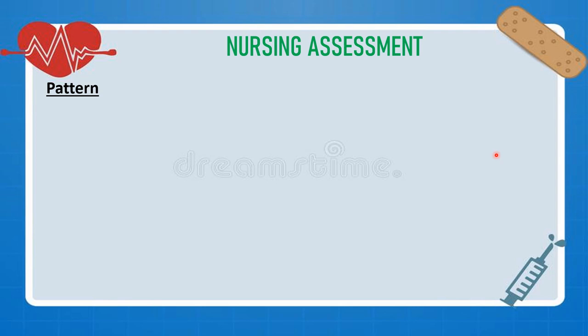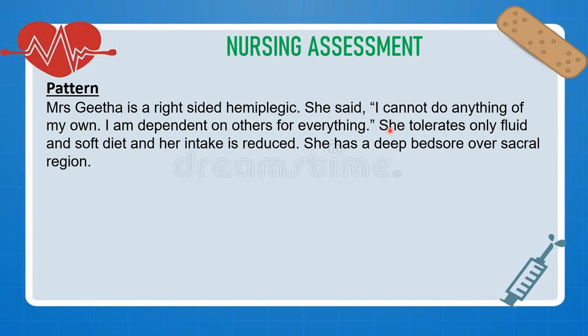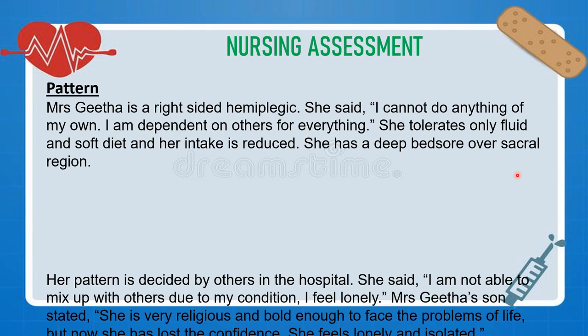Mrs. Geta is a right-sided hemiplegic. She said, "I cannot do anything of my own. I am dependent on others for everything." She tolerates only fluid and soft diet, and her intake is reduced. She has a deep bed sore over sacral region. Her pattern is decided by others in the hospital.